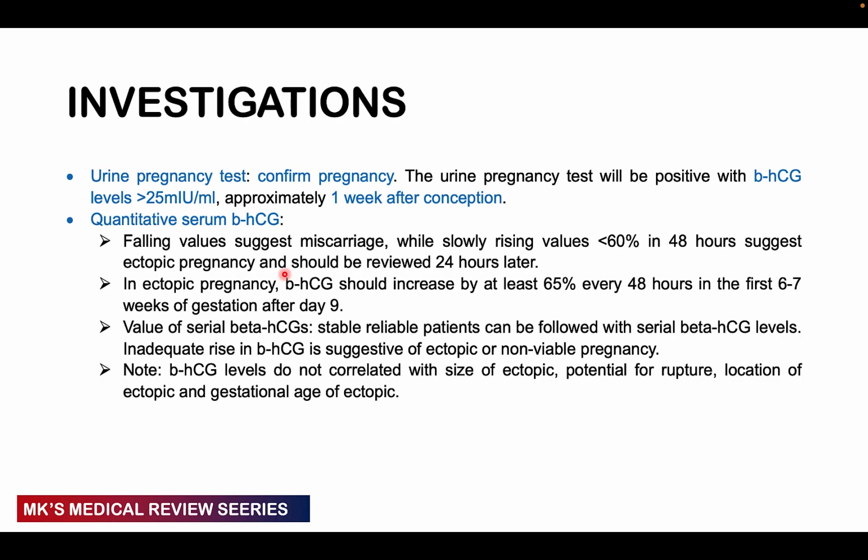Then the value of serial beta HCG is that, in a stable, reliable patient, you can follow up with serial beta HCG levels, and an inadequate rise in the beta HCG is going to be suggestive of an ectopic pregnancy or a non-viable pregnancy.